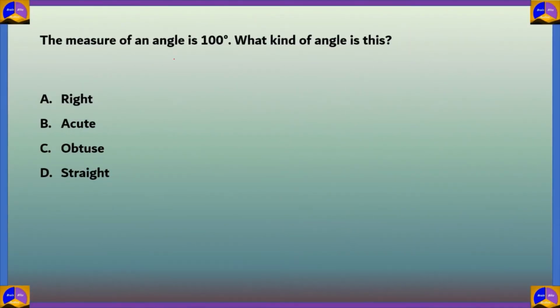Next question. The measure of an angle is 100 degrees. What kind of angle is this? Option A, right. Option B, acute. Option C, obtuse. Option D, straight.